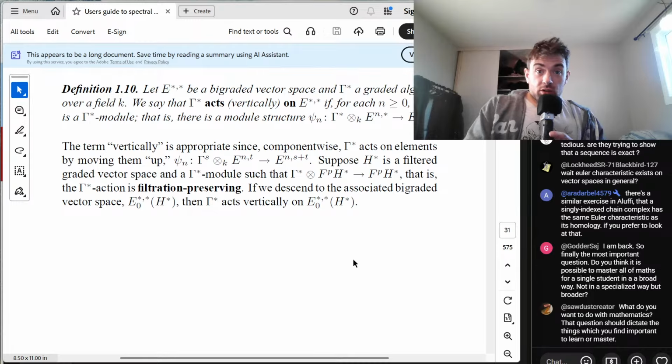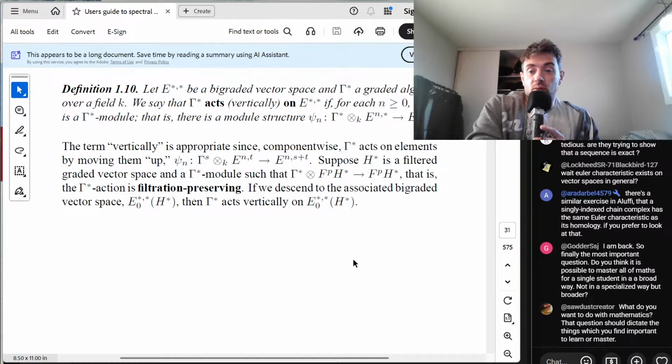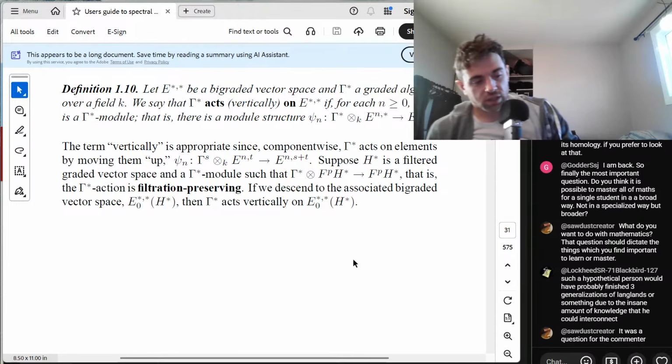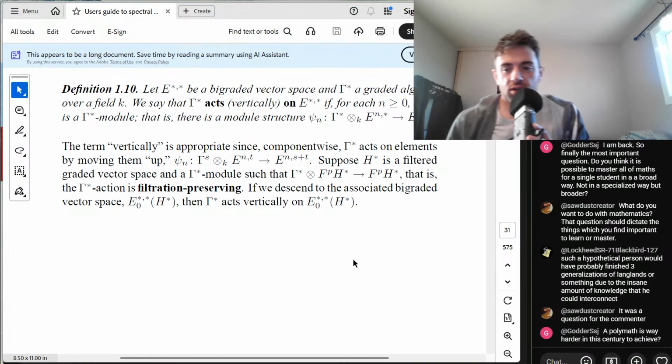What do I want to do with mathematics? I don't know. I don't know if you're asking me or Goddard, but I'm just a math addict, and I just like drawing these squiggly symbols in my notebook. That's all there is to it. But yes, you're right. That question is the important question that should dictate the things you should learn and master.